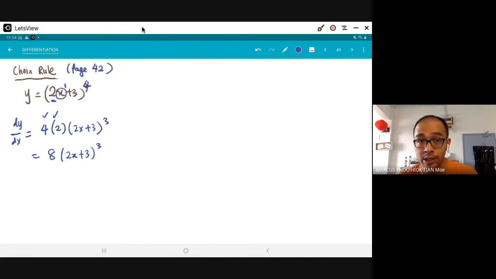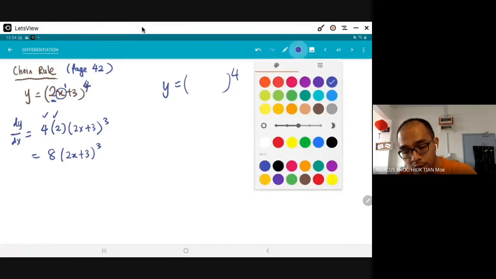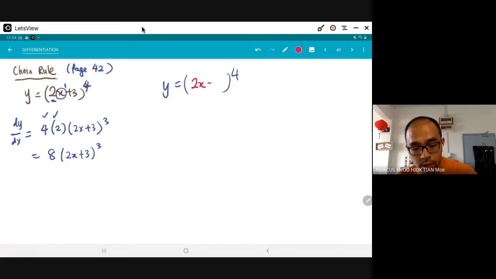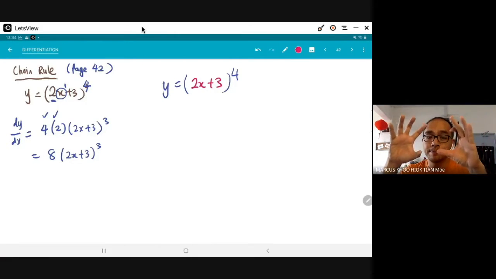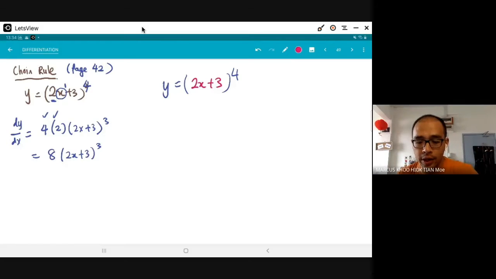So I'm going to use this same one, y equals 2x plus 3 to the power of 4. But instead of that, I'm going to write the 2x plus 3 in another color. So 2x plus 3. You have the blue color, and then you have the pink color. Now let's call the pink color u. u equals 2x plus 3.